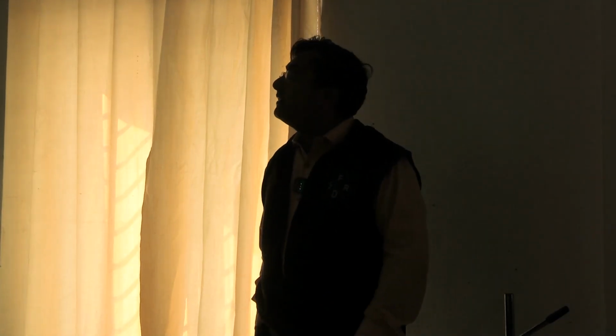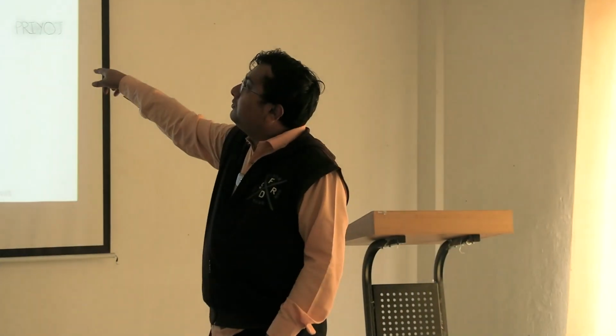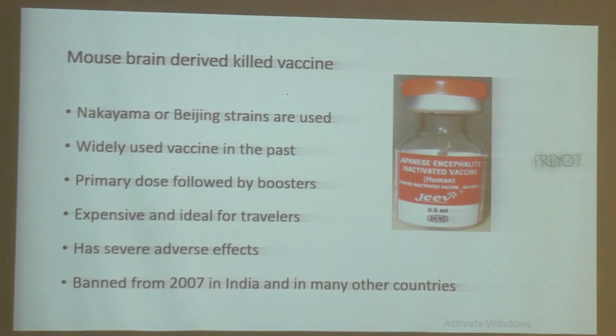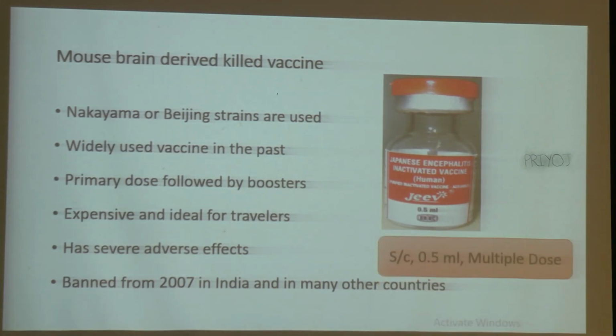Just remember the Nakayama strain. Okay, it is asked which vaccine uses the Nakayama strain, that is the mouse brain derived killed vaccine. The name also you remember, that is JIV. Usually the question comes like that, JIV used Nakayama, Genvac used this strain, Jivex this strain. You may expect a match the following question. It was given subcutaneously in multiple doses.